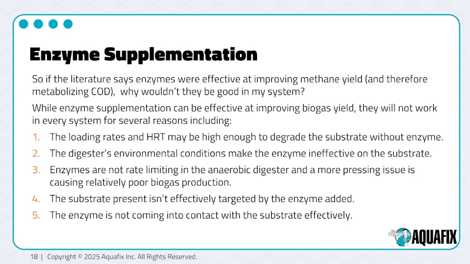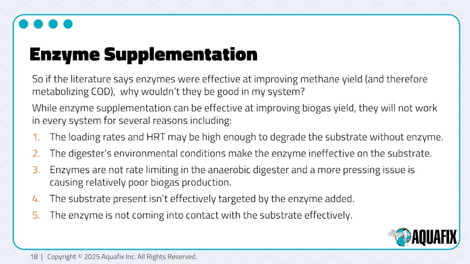So generally, literature has a lot of cases where enzymes were effective at improving methane yield. Where do you go with that? Why wouldn't they be good in my system? Why would they be good in my system? How do we really know? Enzymes are not going to be a catch-all that fits well in every system. These are some of the reasons why.